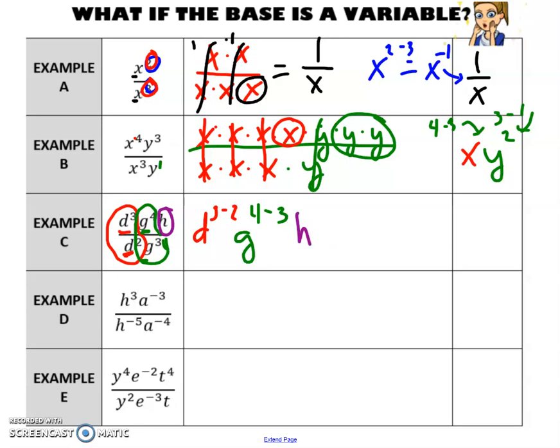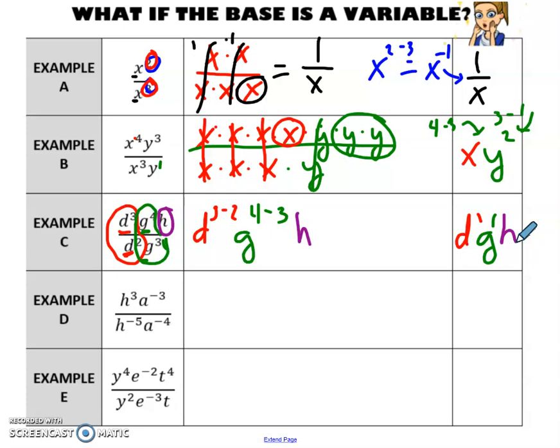Okay, so let's look at this. D to the 3 minus 2. Let me see if I can get the right color to show up. D, 3 minus 2 is 1. Okay, and then we're going to have G. G, 4 minus 3 is 1. And then we have H. And that should be my simplified version.